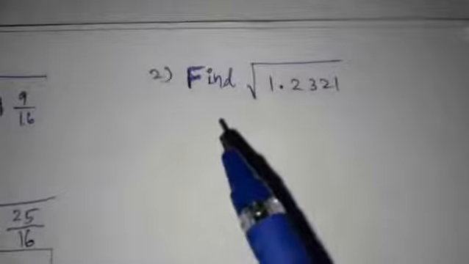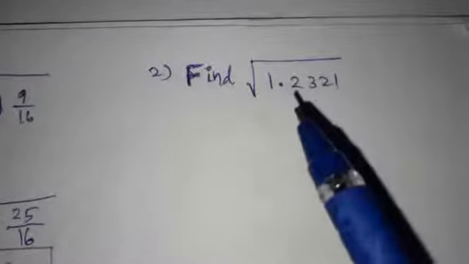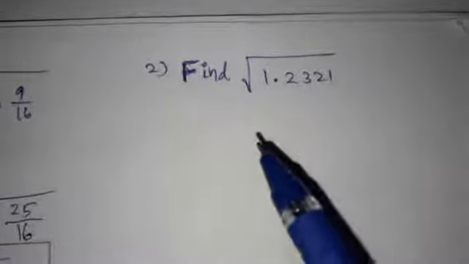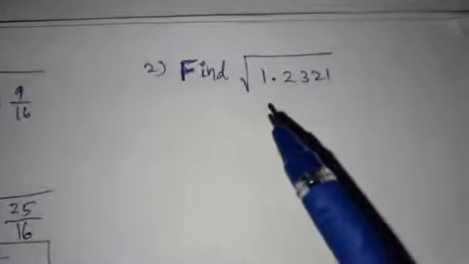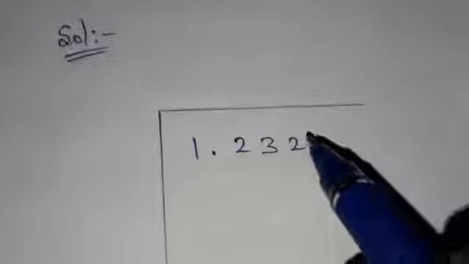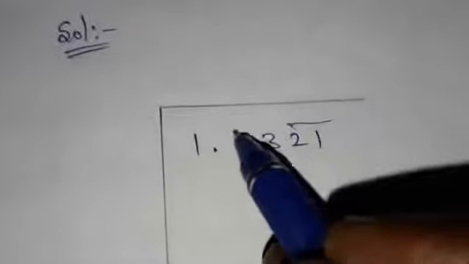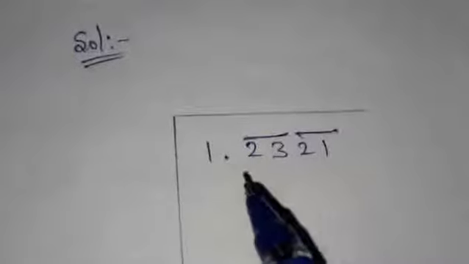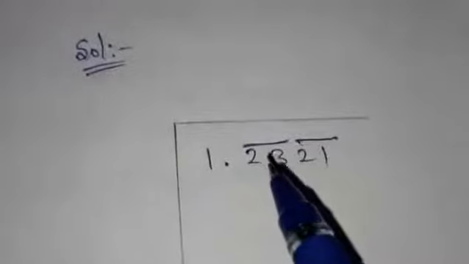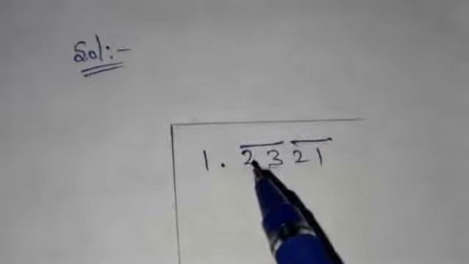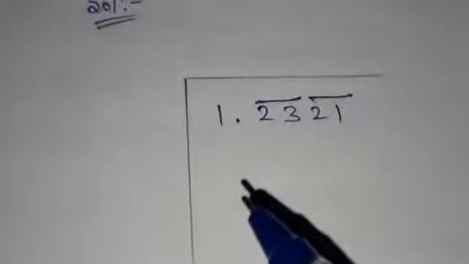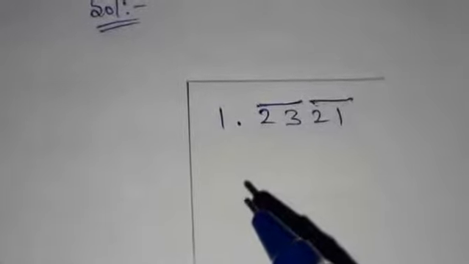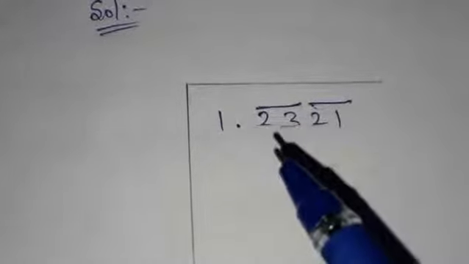Second question, find the square root of 1.2321. Okay, let us see the solution. First, we have to group the digits in pairs. So there are 3 periods in this question. Next, we are going to write the largest number whose square is equal to or just less than the first period.